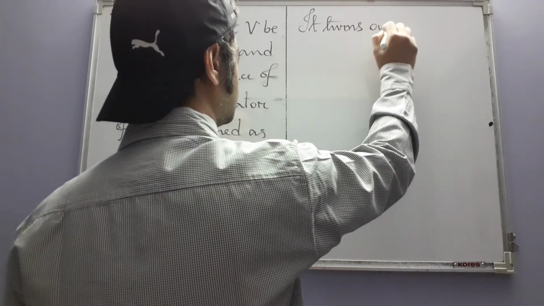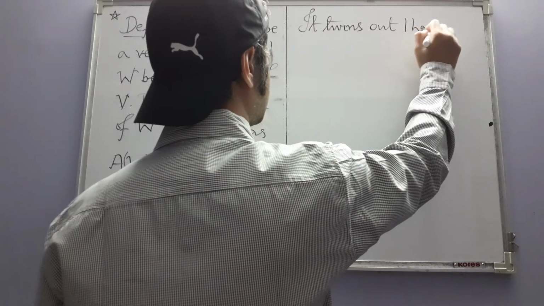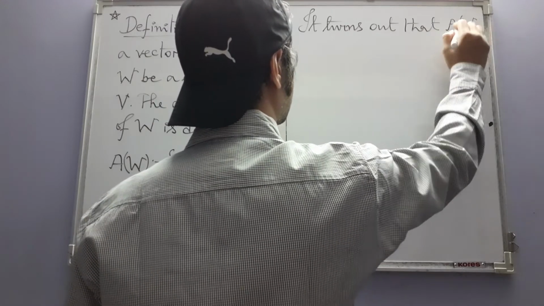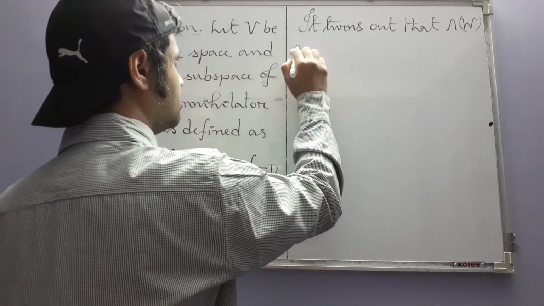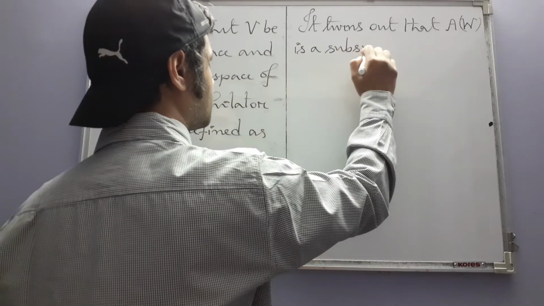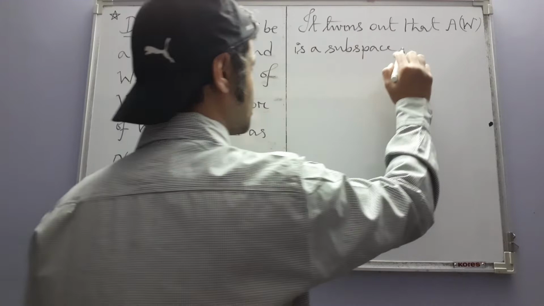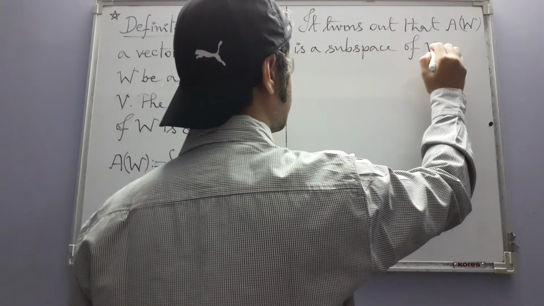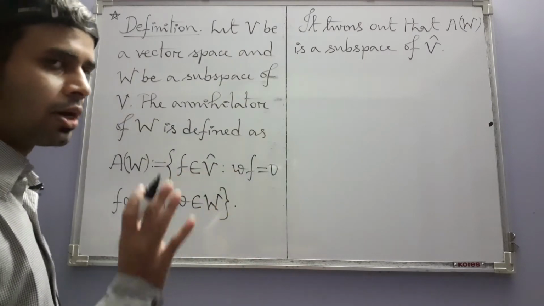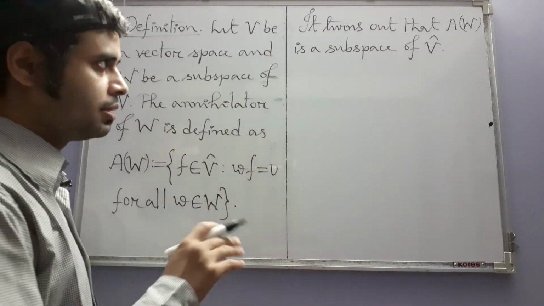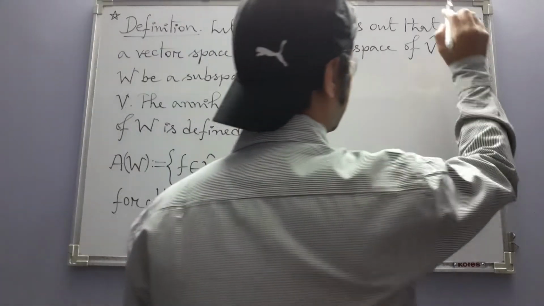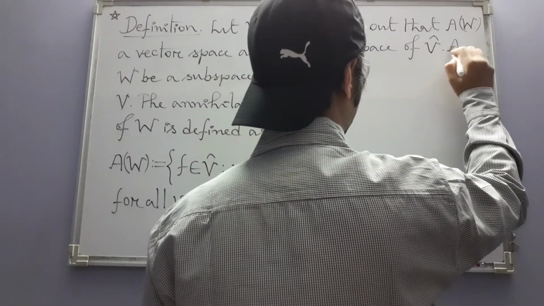It turns out that this is a subspace of the dual space of V hat. So that is one thing which we are just simply saying without any proof. We are going to go to that. And also there is another thing.